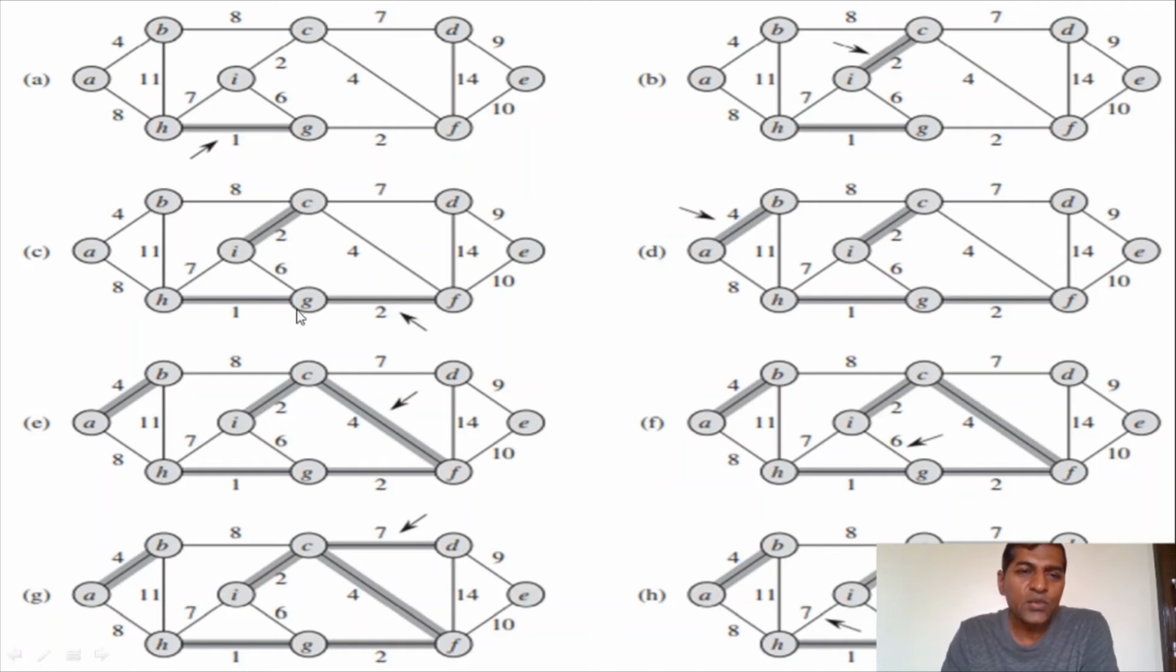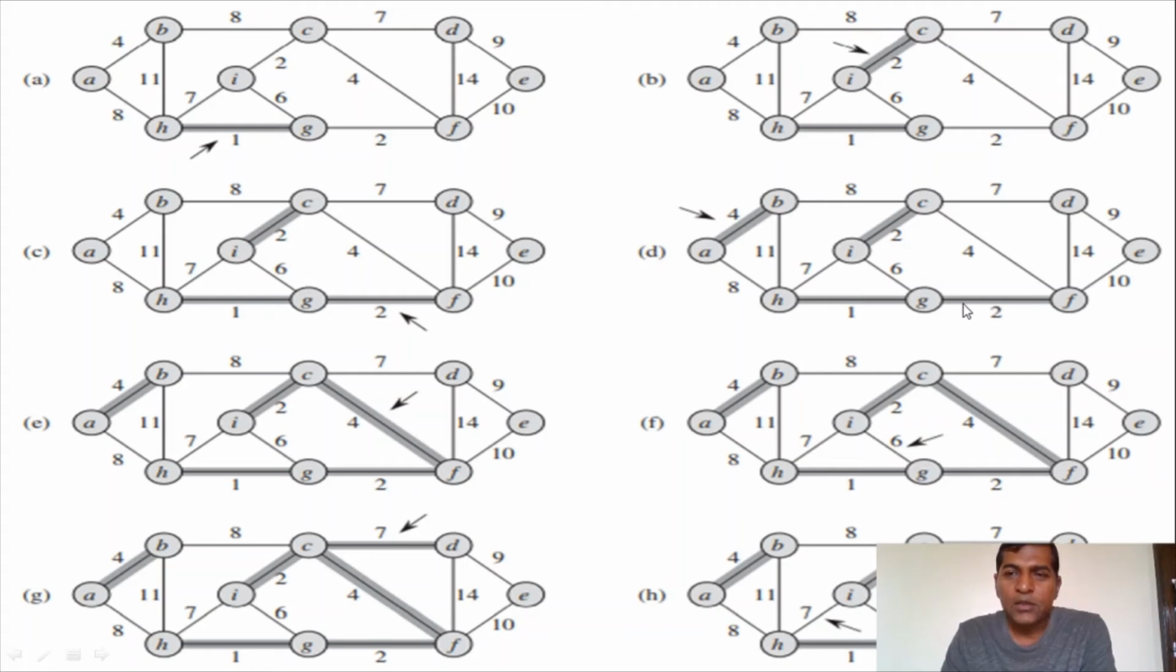Third lightest weight, after this we are going to choose GF. Once we choose GF, we'll check whether G and F are connected. G is already connected, but F is not connected anywhere. G is connected to H, we have already done it. But since F is not connected, we will connect F with this edge.